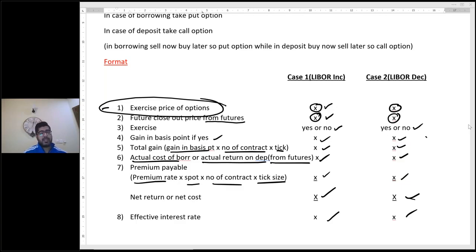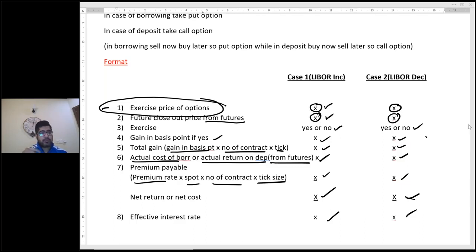Then futures, 7 steps: number of contracts, then basis, then unused basis, then future closeout price in both cases, then tick, then actual cost of borrowing or return on deposit, and then premium payable. And finally, the last thing is options. It has 8 steps, but options will be a 2-minute task if futures is done.